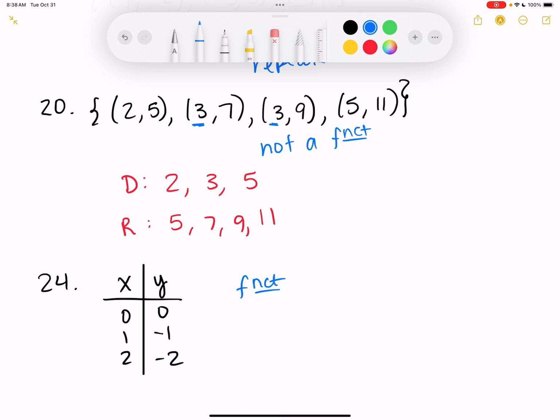And then these are still asking for the domain and range. Domain is just whatever your x values are, so 0, 1, and 2. Range is your y values: 0, -1, and -2. And yes, I wrote those in reverse numerical order, but that's fine.